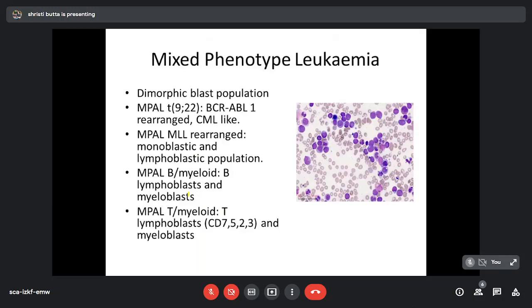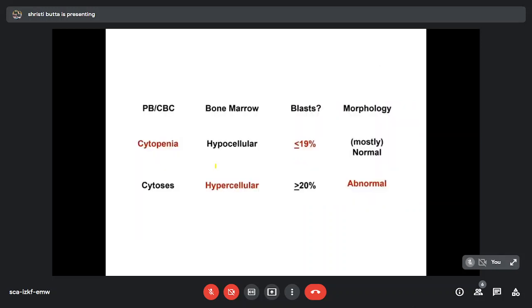Mixed phenotype leukemia is characterized by a dimorphic blood picture. There are two types of blasts, that is, myeloblasts together with lymphoblasts. It may be B-myeloid or T-myeloid, or it may be associated with a monoblastic morphology as well. There may be a rearranged MLL gene, which is associated with monoblasts and a lymphoblastic population.